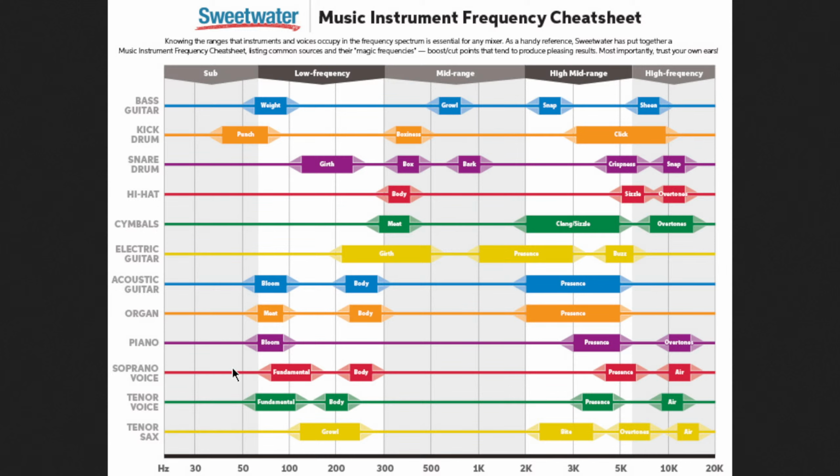All right, now let's skip these two and go to tenor sax. Why they added in tenor sax, I don't know. Just adding more instruments, I guess. Tenor sax, the growl, the bite, the overtones, the air, as you can see in this very, very high frequency area. Very interesting stuff.